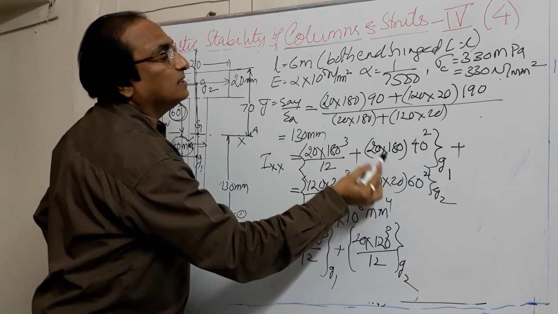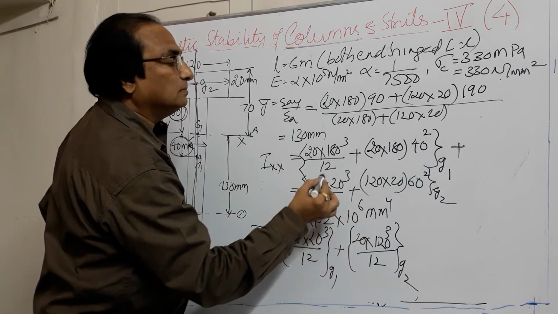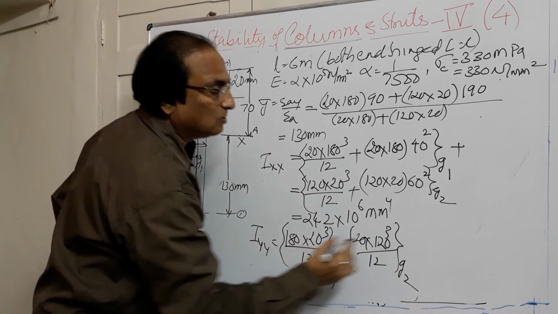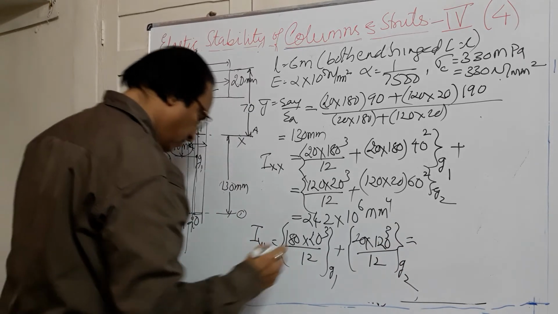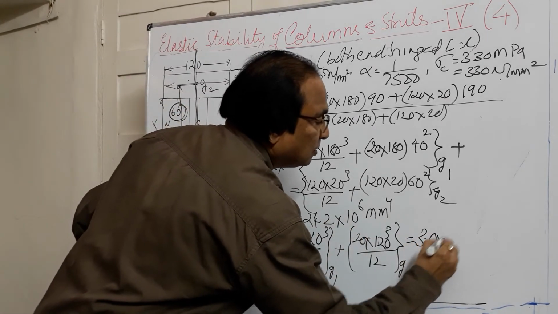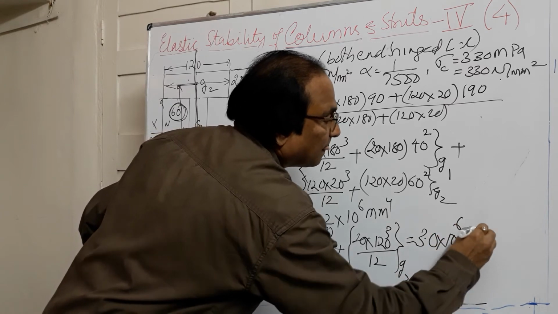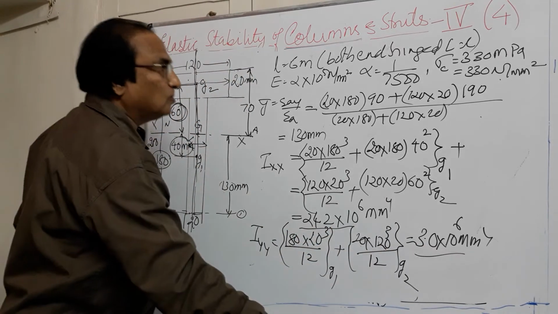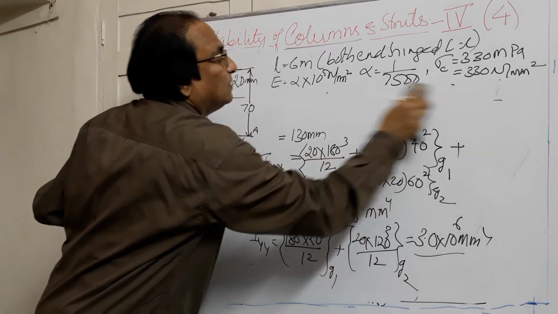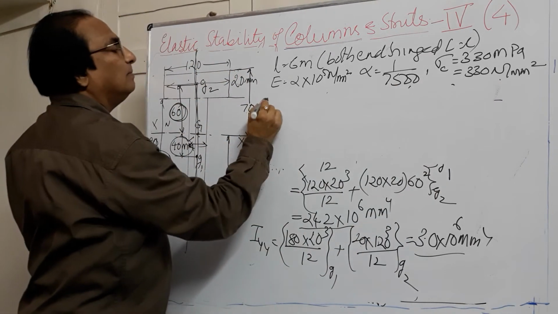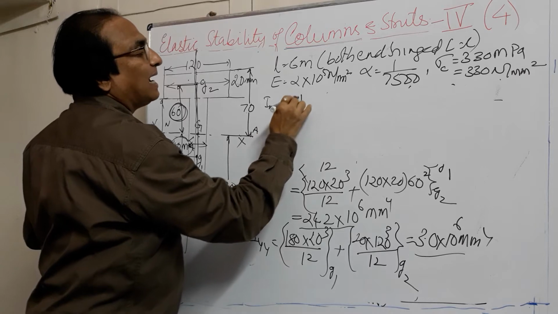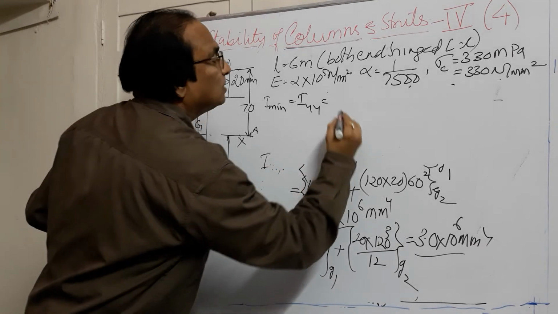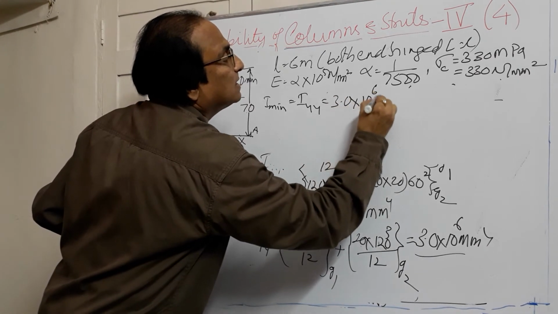So here it changes. 120 into 20 will be reversed into 20 into 120 cubed by 12. If you simplify this, you get the value of Iyy as 3 into 10 to the power of 6 mm^4. So this is Ixx and this is Iyy. We know we are going to take the lesser value. So the lesser value of the two will be I minimum. I minimum is here Iyy, which means bending of the column will take place in the y direction. So this is equal to 3 into 10 to the power of 6 mm^4.